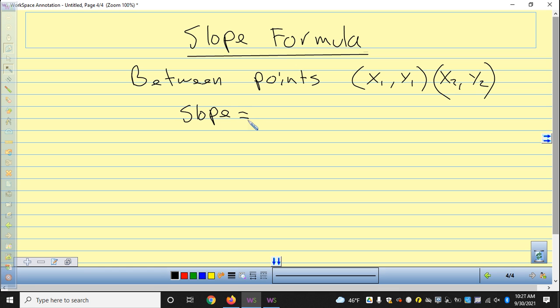The slope equals the change in the y. That is y2 minus y1. That tells us how the y changes, divided by x2 minus x1. This is the change in the y divided by the change in the x.